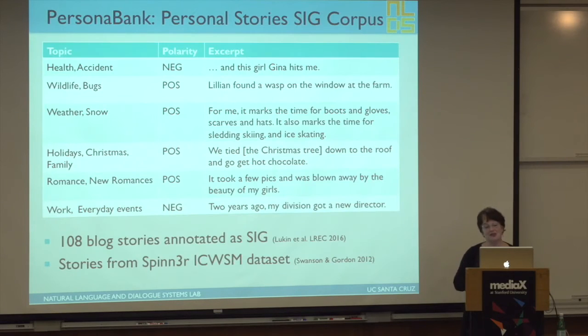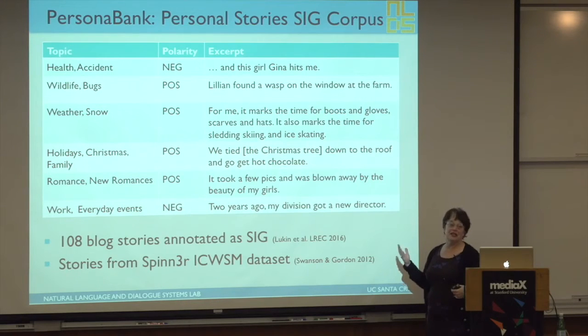And what we've done is we've used that tool to build up this corpus of personal stories. So we hire undergraduate linguists mostly, but sometimes computer scientists. We hire them to do these story annotations for us. It takes about an hour to do a story.